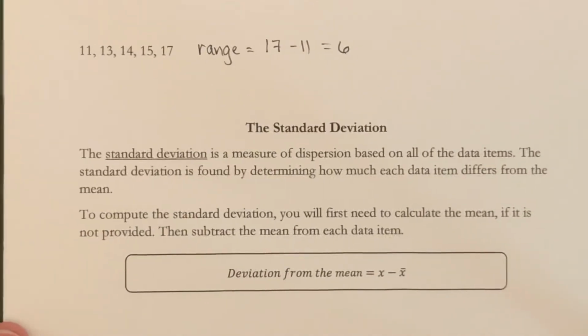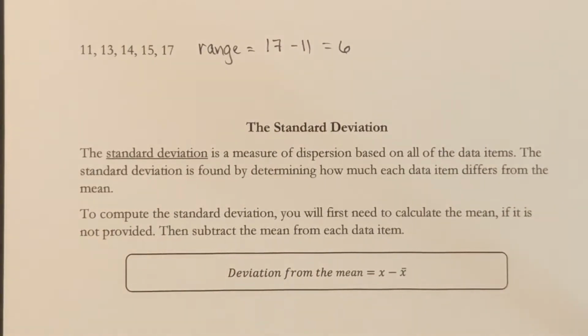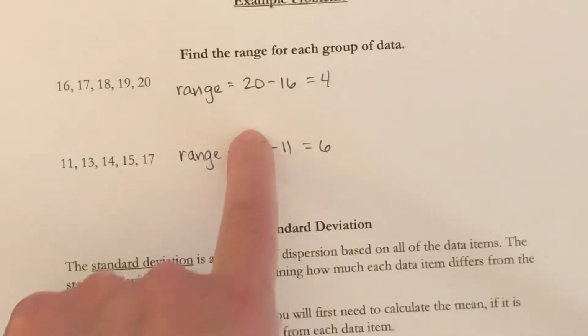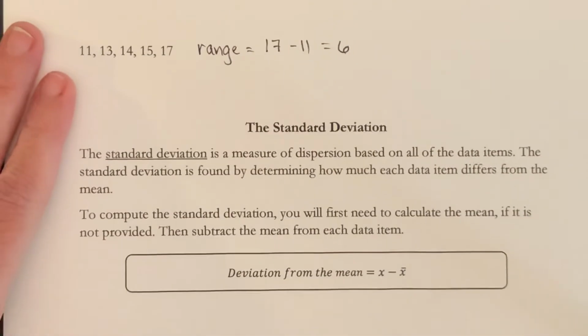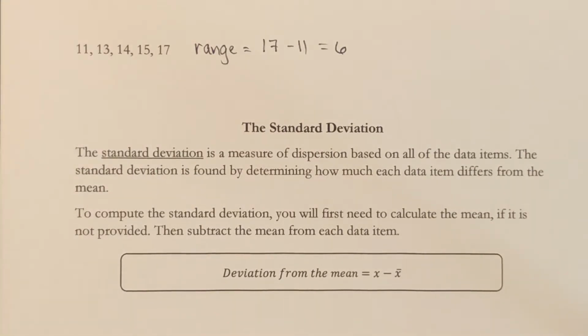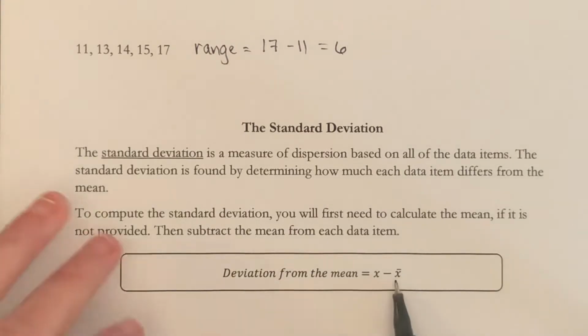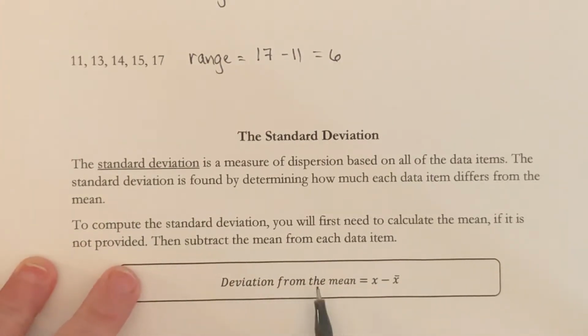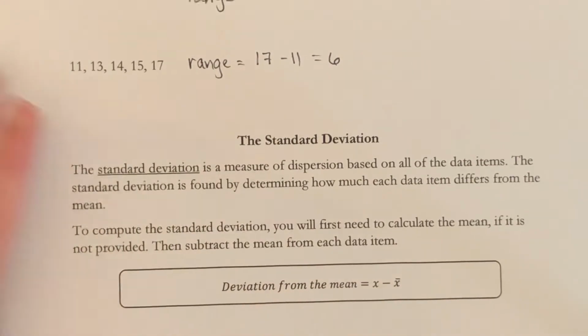All right, the standard deviation is a measure of dispersion based on all of the data items as opposed to the range where it was just the largest and the smallest. The standard deviation is found by determining how much each data item differs from the mean. To compute the standard deviation, you will first need to calculate the mean if it is not given, and then you subtract the mean from each data item. So remember that x bar is the mean, so the deviation from the mean is x minus x bar.